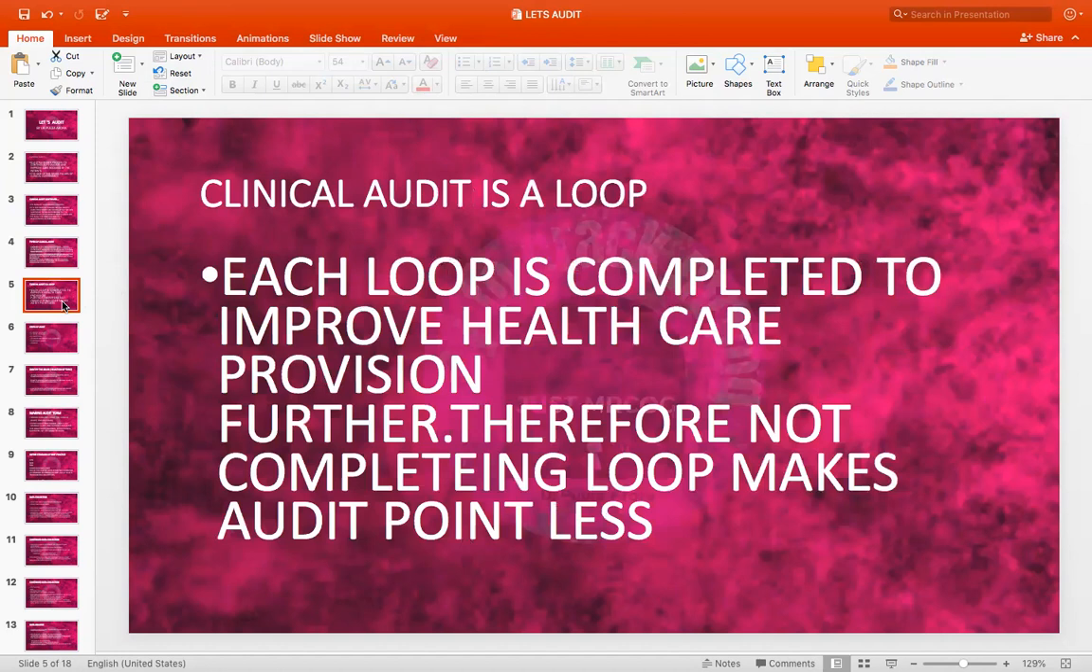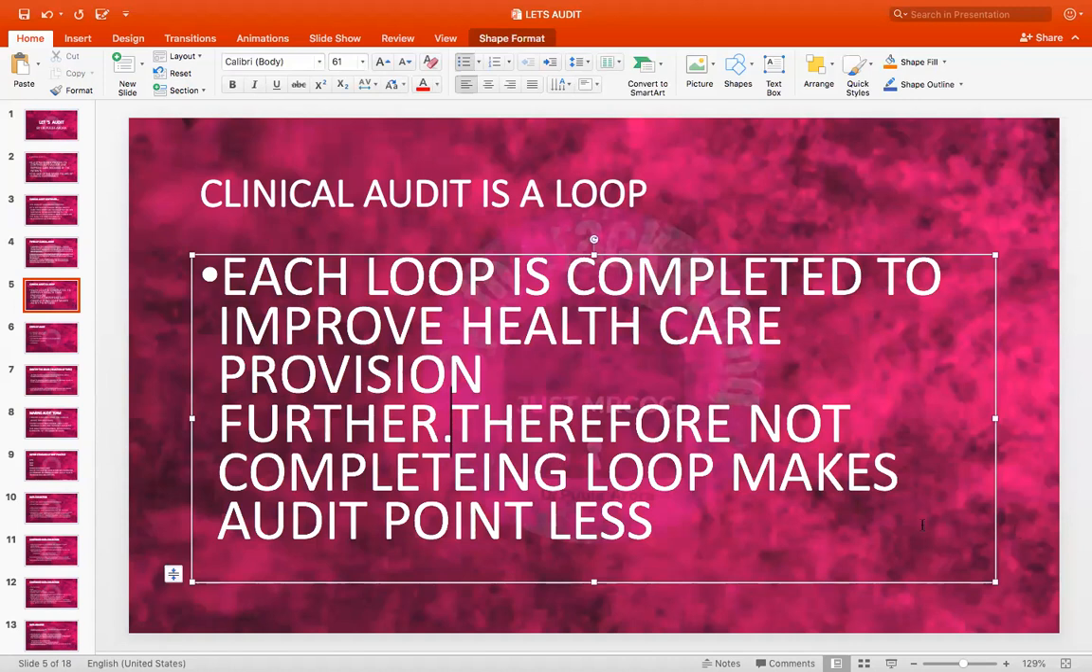Now, clinical audit is a loop. This is one thing which is very important, because mostly I've seen that when any student talks about the steps of clinical audit, they do not complete the loop. If you do not complete the loop, your clinical audit is insufficient, inefficient, and not correct. So how do you complete it? Each loop is completed to improve healthcare provision further. Therefore, not completing makes the audit pointless.